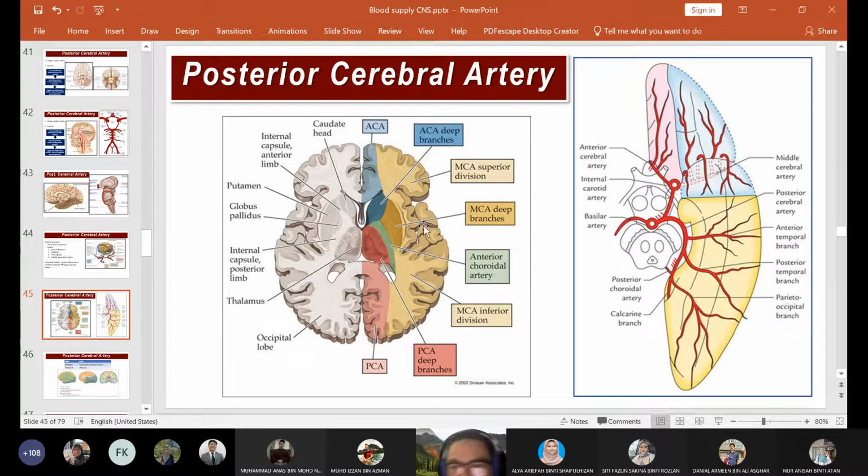This is to show you the area. So anterior cerebral artery, middle cerebral, large, and posterior cerebral.